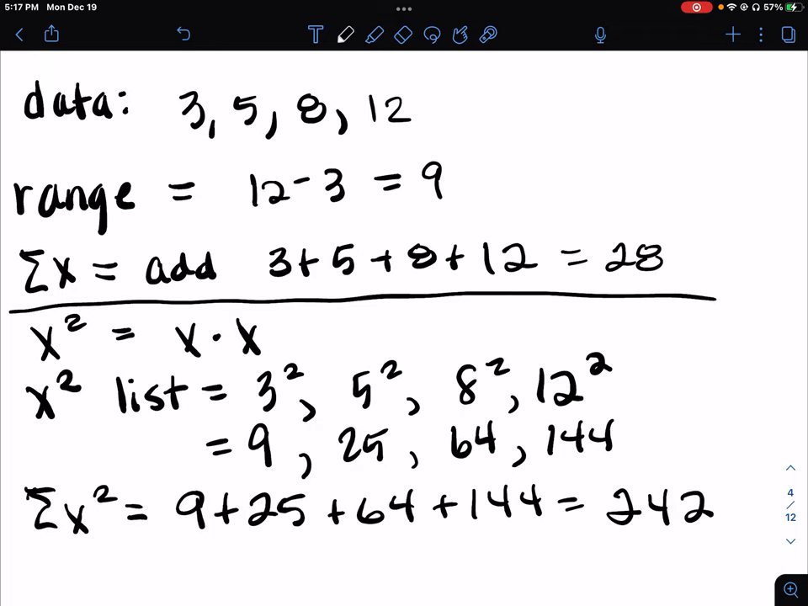Okay, what if you have the numbers 3, 5, 8, 12? The range, you take the big number minus the small number.